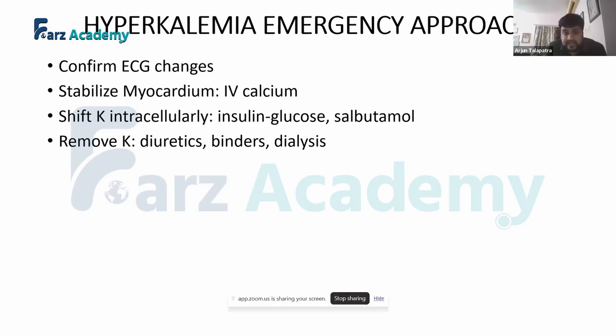So how do you approach hyperkalemia? You have to first confirm ECG changes. First step is obviously to stabilize the myocardium, give IV calcium gluconate or calcium chloride. Then the next step is to try to shift the potassium intracellularly. So give insulin, glucose, and salbutamol. And you have to finally remove the potassium. So you can use diuretics, binders, and the best modality is obviously dialysis.